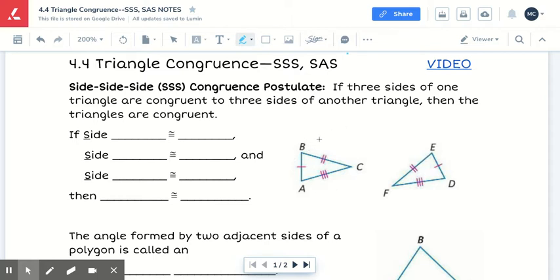So I have a couple of triangles here. And so I want to list the congruent sides here. So I'm going to start with AB on this one. So side AB, say segment AB. And then that one has one tick mark on it, so it's going to be congruent to segment DE over here.